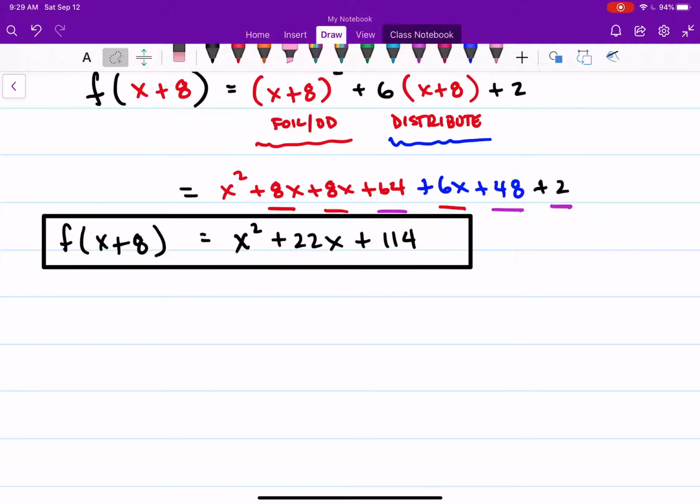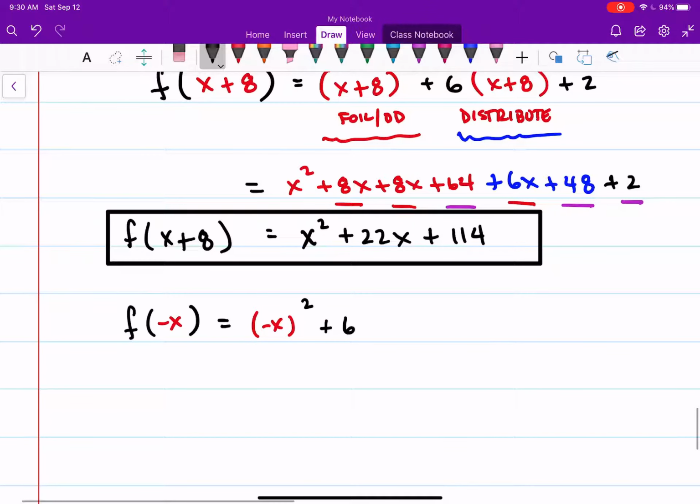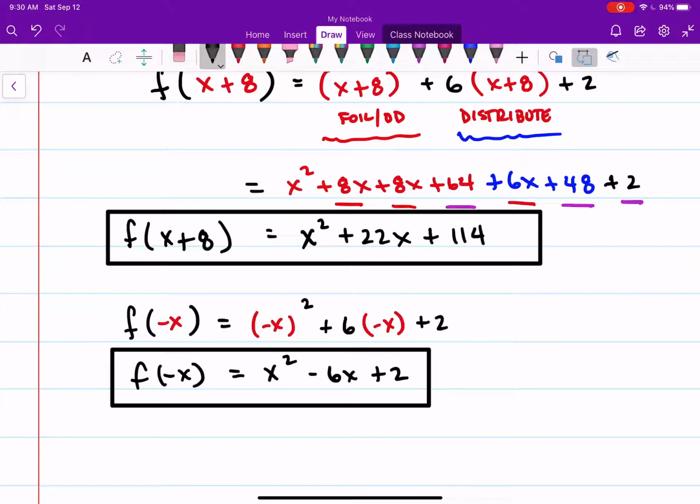All right. So what if I asked you to find f of negative x? Well, it's the same, right? Same concept still. The look of it is different because I've never seen negative x before. So you're telling me that what I need to do is put in negative x for wherever the x is, right? So negative x squared plus 6 times negative x plus 2. That would give me x squared minus 6x plus 2. So f of negative x is equal to that. Voila, there you go. Not too shabby, right?